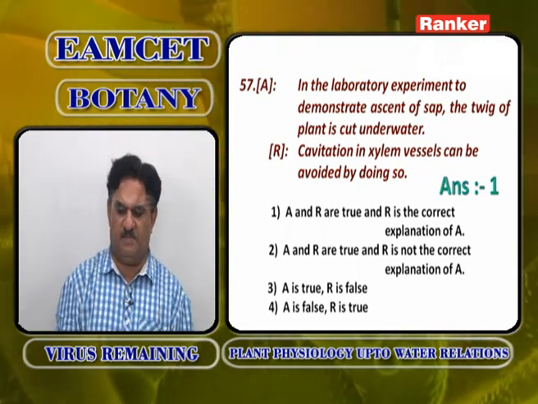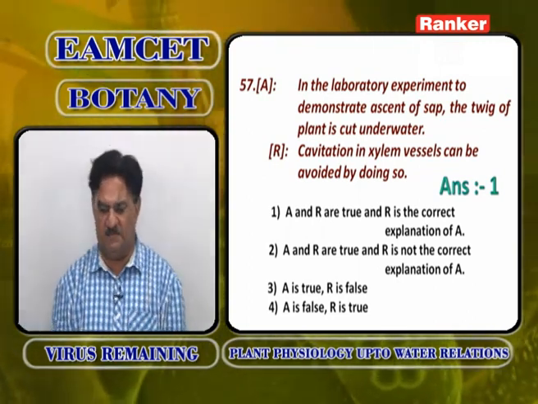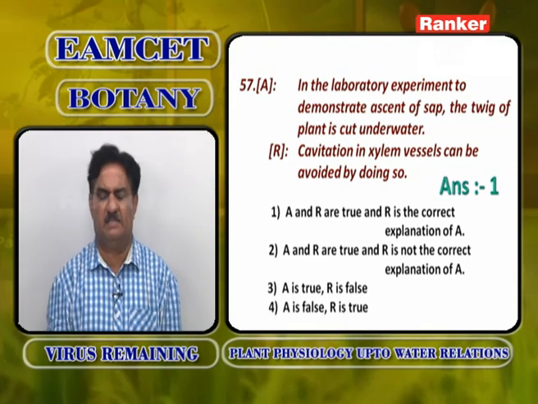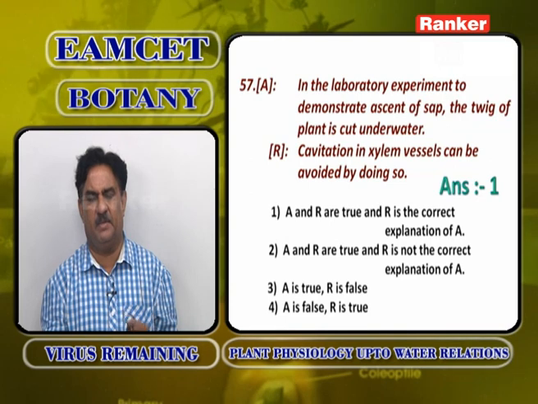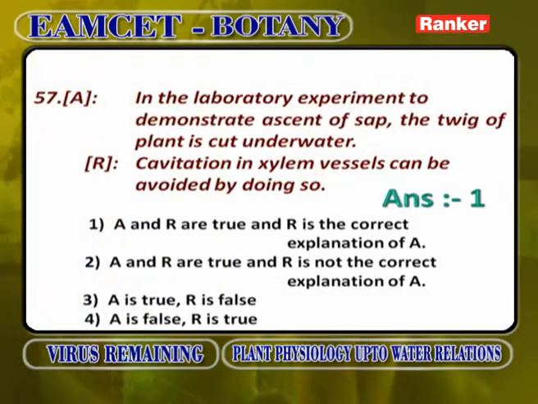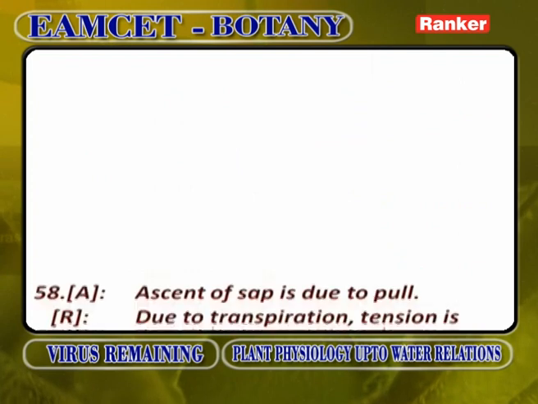If cut under the water, cavitation can be minimized. So, in the laboratory experiments to demonstrate ascent of sap, the twig of plant is always cut under the water. Why? Cavitation in xylem vessels can be avoided by doing so, because to avoid cavitation only the plants are cut under the water. So, A and R are correct. R is the correct explanation of A, first option.